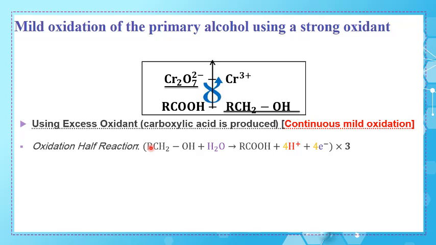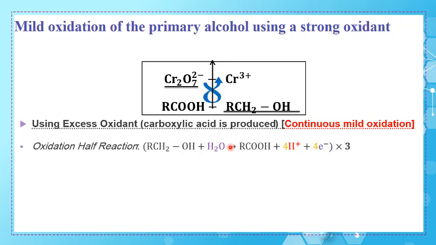Oxidation half reaction. Here is our primary alcohol, and this is the carboxylic acid. So as you can notice in the previous slide, we wrote the primary alcohol that will give aldehyde. Here actually we can write aldehyde that will give also carboxylic acid, or we can do as I'm doing now, directly: a primary alcohol will give a carboxylic acid.